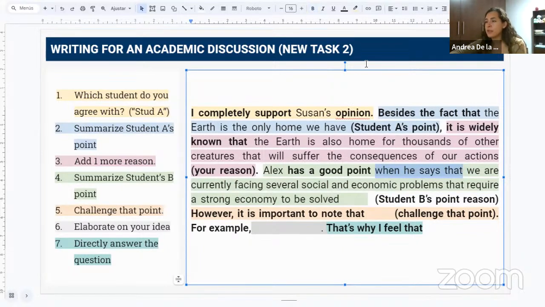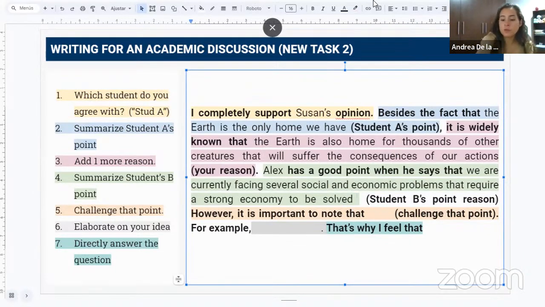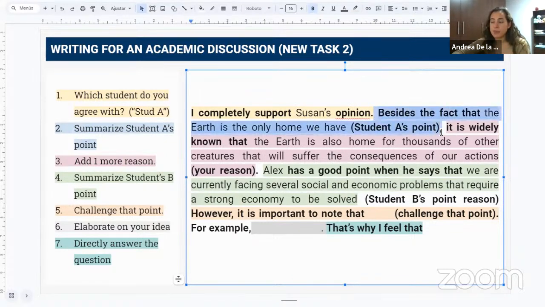Ahora tenemos que, de alguna forma, contradecirlo. No contradecirlo, sino relacionarlo con nuestra idea, ¿no? Contrastarlo sería la idea correcta. So Alex has a good point. Podemos decir, sí es verdad que existen varios problemas sociales y económicos, pero aquí tenemos que poner el pero, y piensen en un pero. So, however, ¿cómo podemos contrarrestar este punto? Sí es verdad que hay problemas económicos, sociales, pero tenemos que decir que es más importante el medio ambiente.